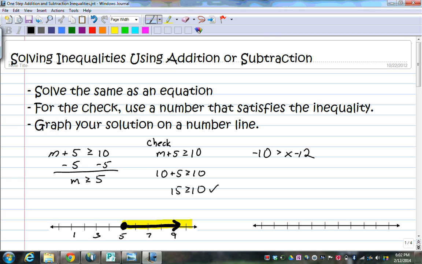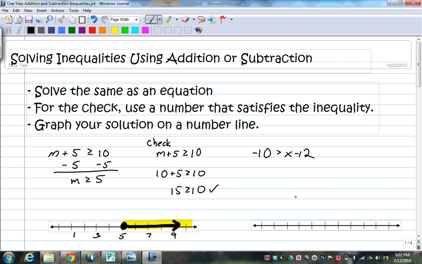So let's go over to this other problem. I have negative 10 is greater than x minus 12. This one throws some people off because the variable is over here on the right hand side. And when you look at this symbol, you would say, oh, it's greater than, so my graph's going to go this way. But it's not when the variable is on the other side. One way you could think of it is if the arrow is pointing at your variable, it's less than, and the graph is going to go this way.